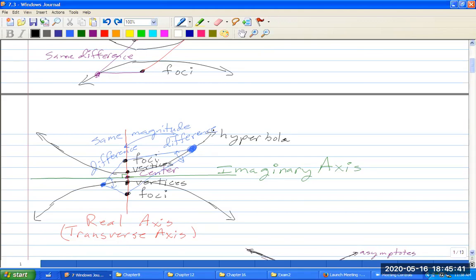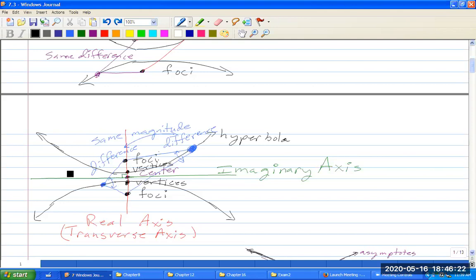So this is my hyperbola. Here are my two foci. If I take a line connecting the two foci, this will be called the real axis, or the transverse axis. If I take the intersection between the hyperbola and the real axis, I'll get two vertices. If I take the midpoint between the foci, I get the center.